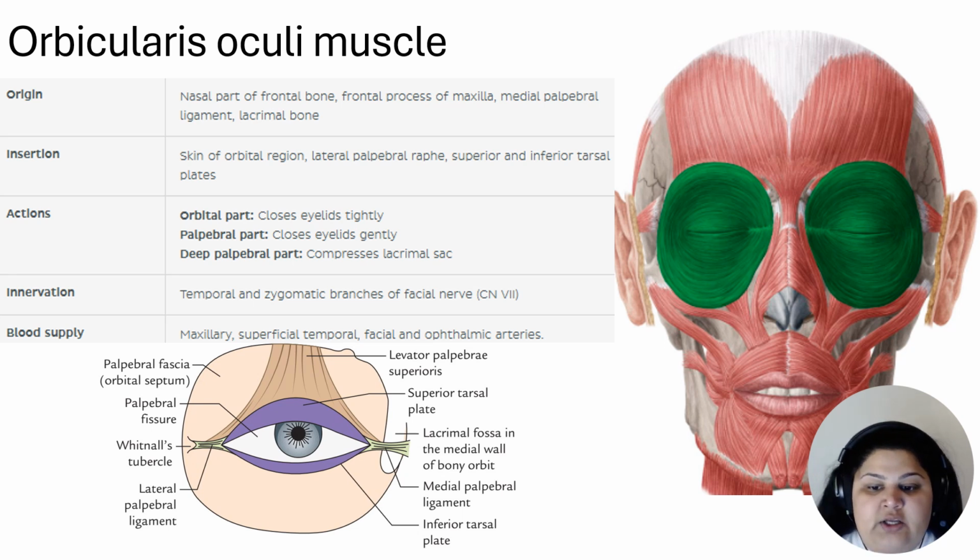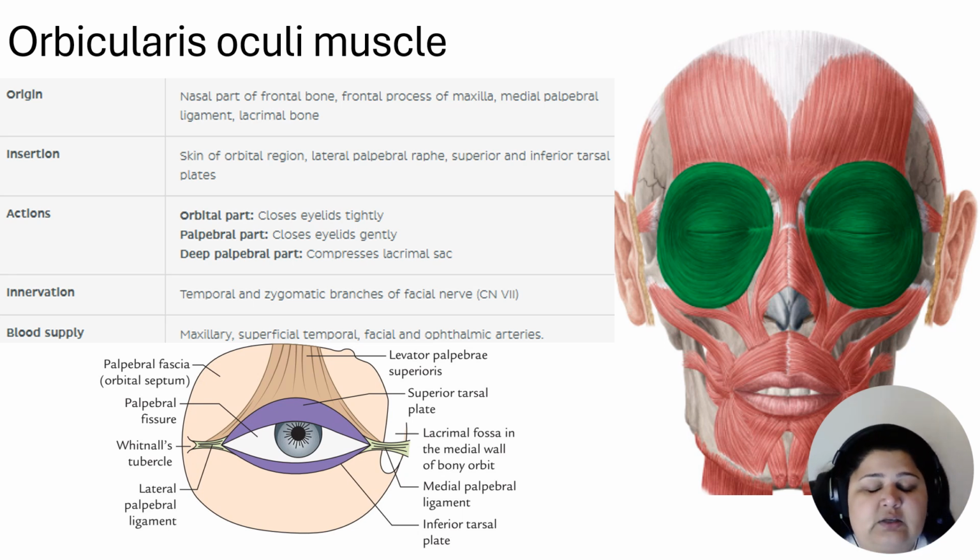Orbicularis oculi muscle, alright? This part is orbicularis oculi muscle. Origin: nasal part of frontal bone, frontal process of maxilla, medial palpebral ligament, and lacrimal bone. Insertion: skin of the orbital region, lateral palpebral raphe, superior and inferior tarsal plates.